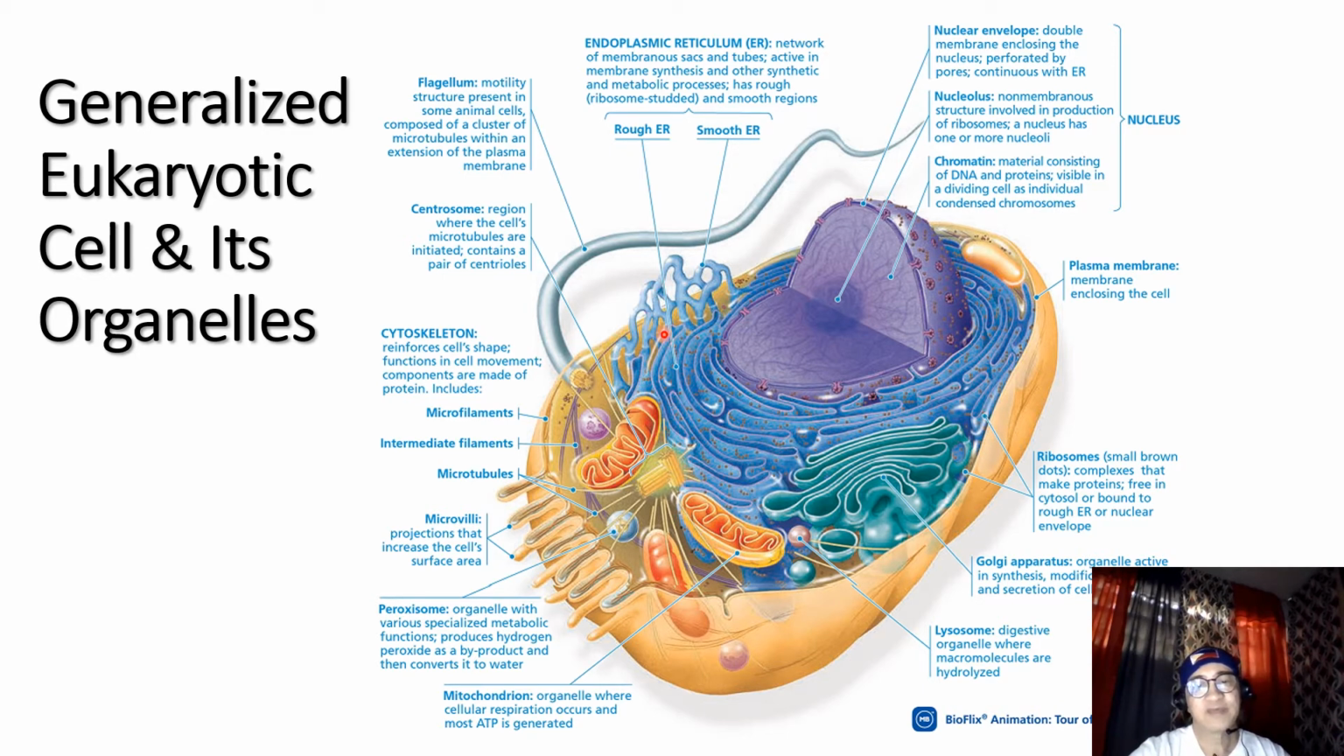The smooth endoplasmic reticulum is responsible for lipid synthesis, for the metabolism of carbohydrates, for storing calcium in some cells like muscle cells, and for detoxifying drugs and poisonous substances. The rough endoplasmic reticulum, on the other hand, is responsible for synthesizing proteins that are for self-secretion or export.